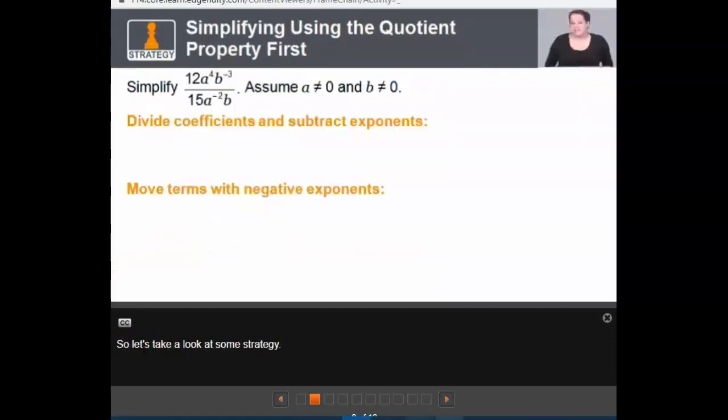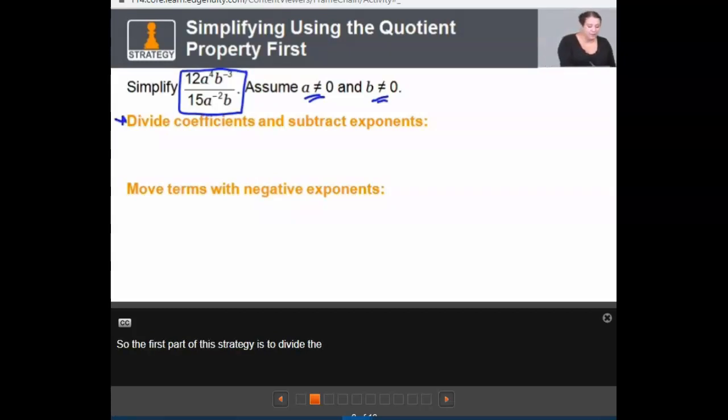So let's take a look at some strategy. The strategy we're going to focus on is simplifying using the quotient property first. This item asks us to simplify 12 times a raised to the fourth, b raised to the negative 3, divided by 15, a to the negative 2 times b. We're going to assume that a is not equal to 0 and b is not equal to 0 because we can't divide by 0.